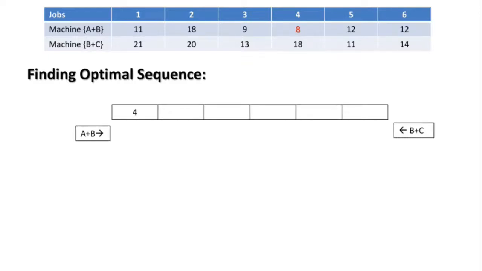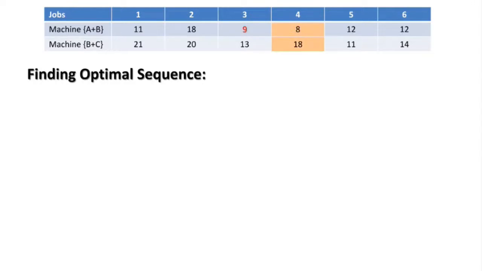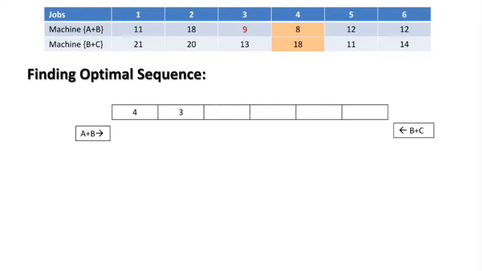Here you can see that from the table 8 is the minimum value which belongs to job 4, and machine A plus B will be assigned by that job. So 4 will be assigned to A plus B. Then that column will be eliminated. Thereafter the 9 will be the minimum value. So that belongs to machine A plus B, and that 9 value belongs to job 3. So job 3 will be assigned to machine A plus B as shown here.